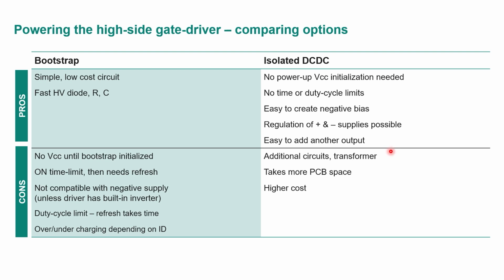Well, it does require more board space. You need a transformer to do this. It's small, typically gate drives are 6 or 8 millimeter kind of cores, but every square millimeter counts on a board. It takes a little more space, and it costs a little more because you need the oscillator, the driver, and the transformer.